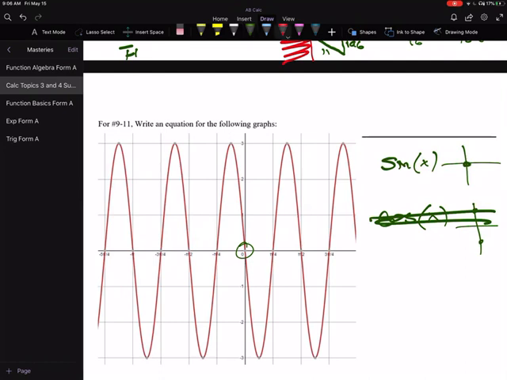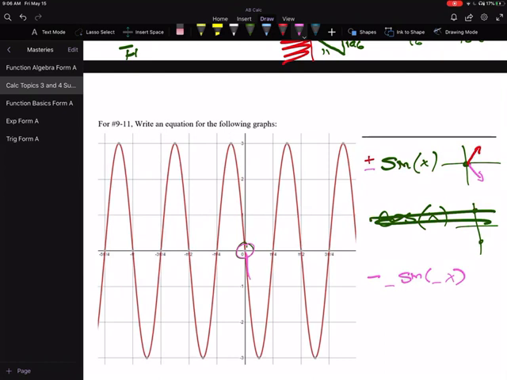The next thing is, does the sine graph go up? If so, that would be a positive sine graph. Or does the sine graph go down? If so, that would be a negative sine graph. Starting from the origin, I am going down. So already I know I have negative sine of something in front and something times x. Do not forget the x inside.